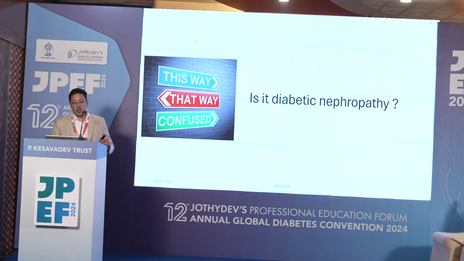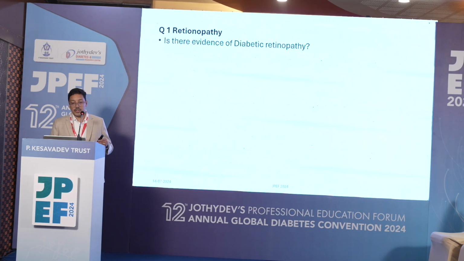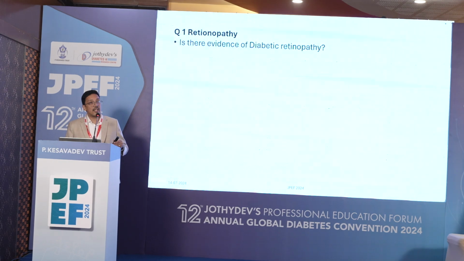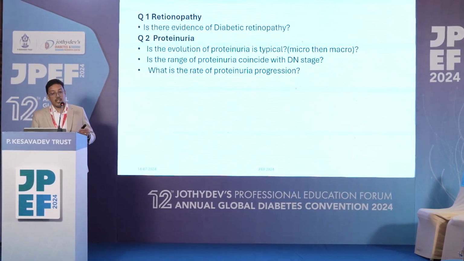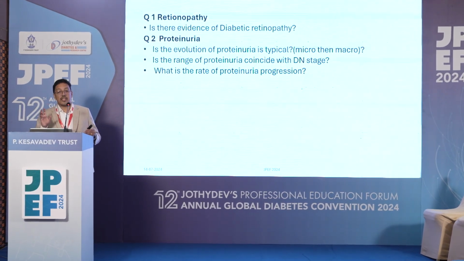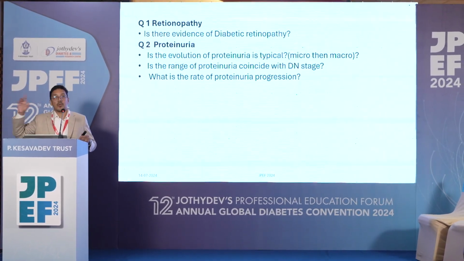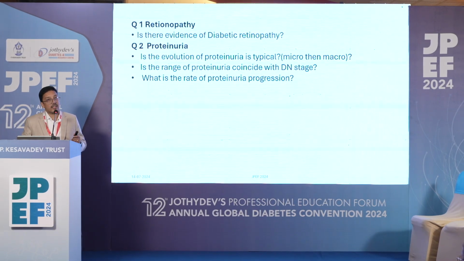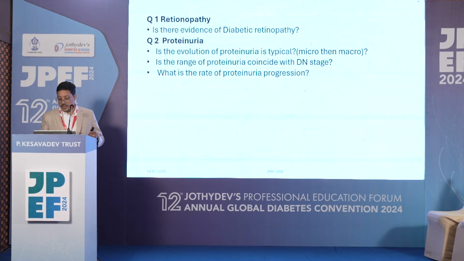What are the questions you will ask yourself? There are 7 questions to be asked before you come to a conclusion. The first one, as all of you know, we look for retinopathy. Is there evidence of diabetic retinopathy? Second, we always look at the proteinuria. In proteinuria, you have to look whether the evolution is typical, that is, from micro to macro. There is a natural history of diabetic nephropathy. Does the range of proteinuria coincide with the diabetic nephropathy stage, and what is the rate of proteinuria progression?